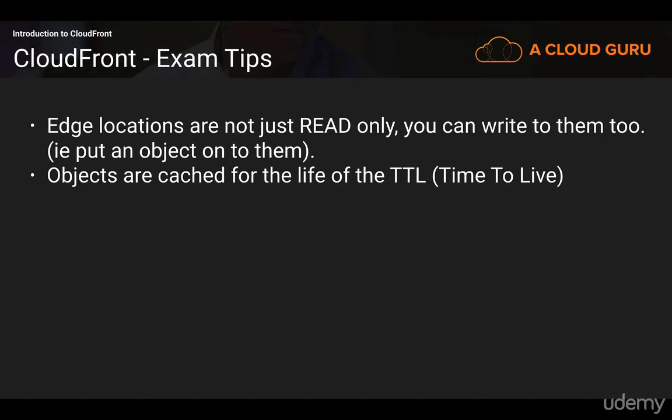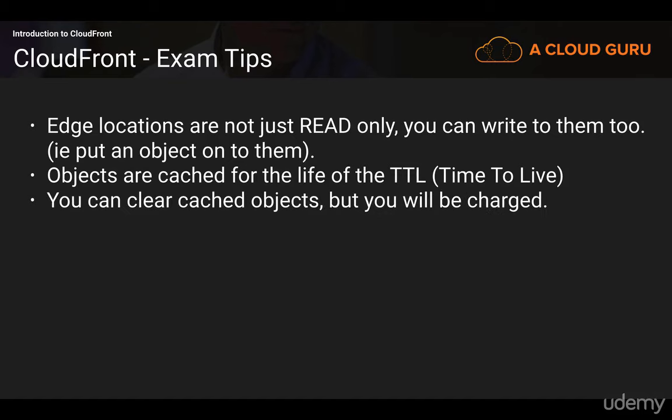And the other thing you should know is objects are cached for the life of the TTL. So you set a TTL on your objects, and that's how long they'll be cached at your edge locations. And if you do have an object that is cached at an edge location that's no longer relevant, you can clear the cached objects, but you are going to be charged for that. Objects will automatically expire after the TTL has finished. So if its TTL is 24 days, that object will then expire 24 days later.